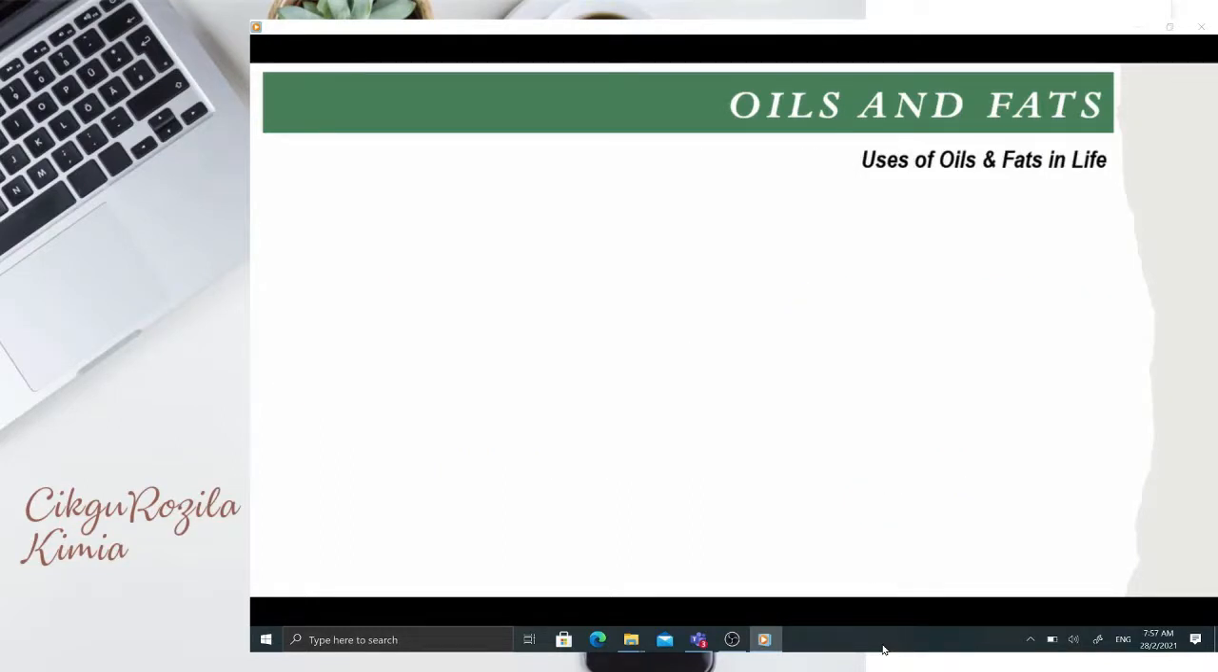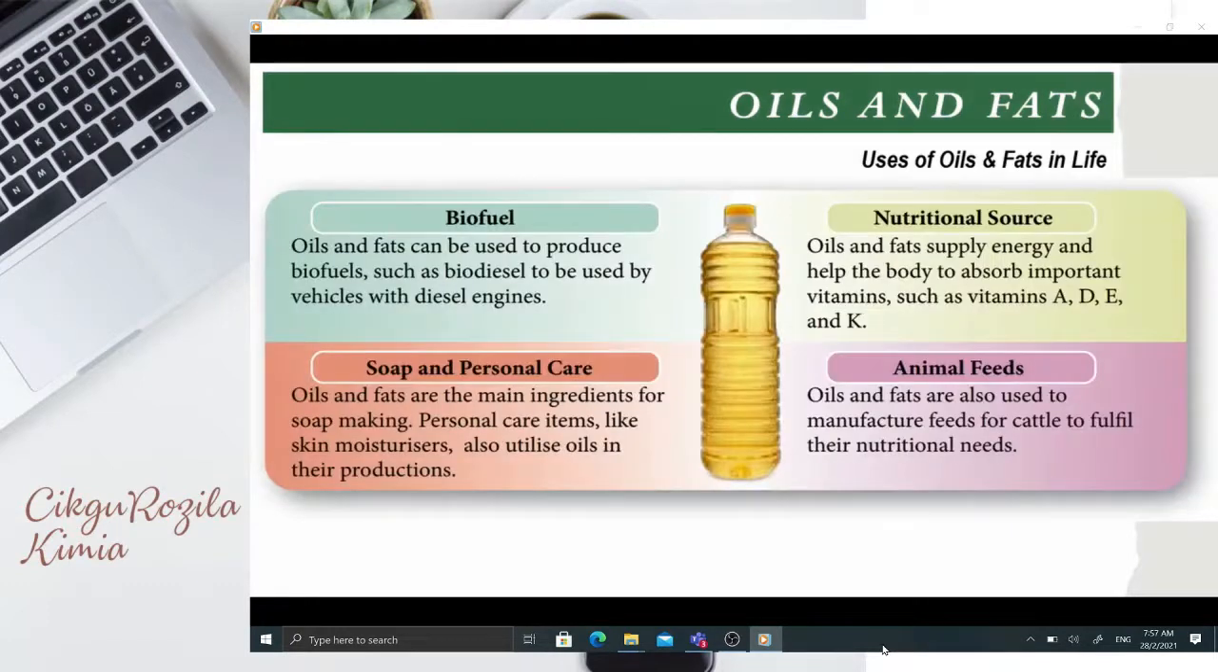Okay, last sections of oils and fats adalah uses of oils and fats in our daily life. So kalau kita tengok infografik ini, oils and fats ni amat banyak kegunaannya. Salah satu daripadanya adalah sebagai biofuel. Oil and fats can be used to produce biofuels such as biodiesel to be used by vehicles with diesel engines.